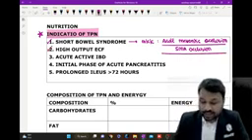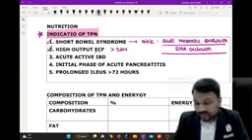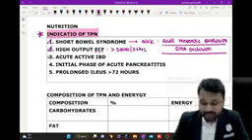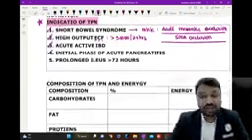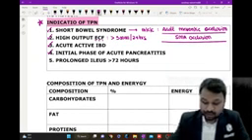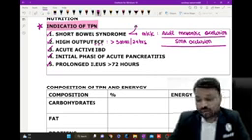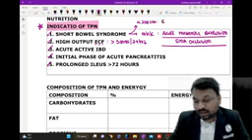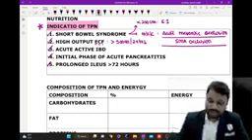Another one is high output enterocutaneous fistula. It is considered high output if it is more than 500 ml of output in 24 hours. If there is presence of acute active inflammatory bowel disease, if there is an initial phase of acute pancreatitis, and a prolonged ileus of more than 72 hours. I hope everybody knows the criteria for short bowel syndrome. We call it a short bowel if the length of the small intestine is less than 200 centimeters, right?